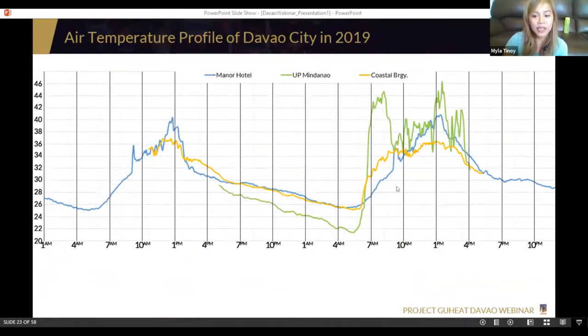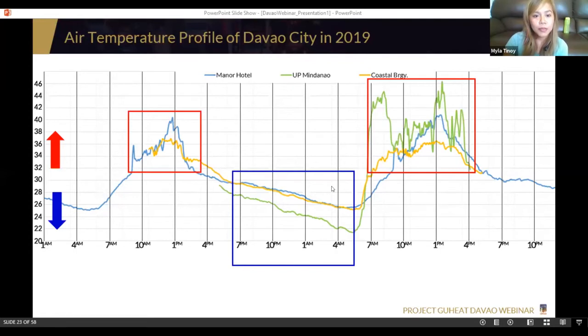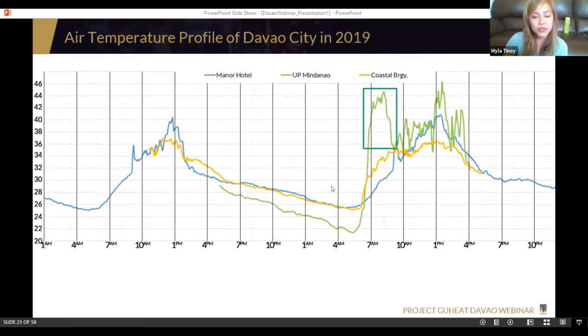There are 2 major findings here. First, air temperature is higher during daytime than nighttime to dawn. UP Mindanao has alternating increased degrees shape. Also, it is warmer during daytime because the sensor was attached at an area more exposed to sunlight. But its temperature greatly cooled down at around 4 p.m. already.